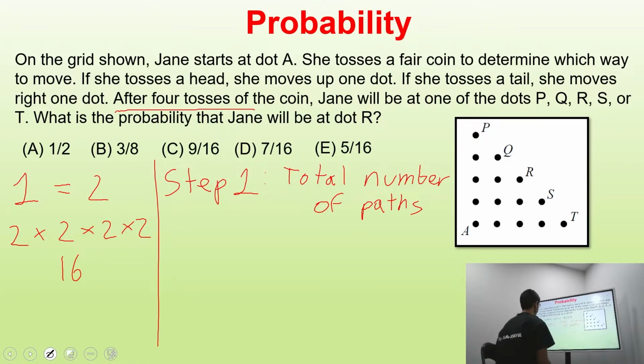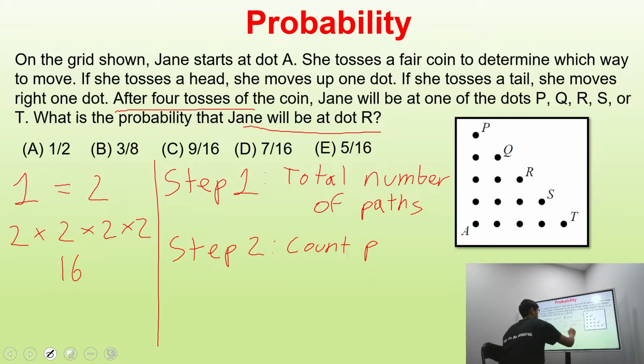Now that we found step number 1, which is the total number of paths, we need to find out the probability that Jane will be at the dot R. We don't need to find it for P, Q, S, T, we just need to find it for R. To do this, we can just count the number of ways we can see to get there. So step 2, we're going to count the possible paths to the letter R. R is right over here, and now we're going to be counting the total number of paths to get there.